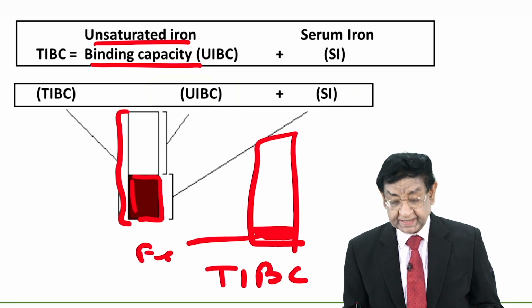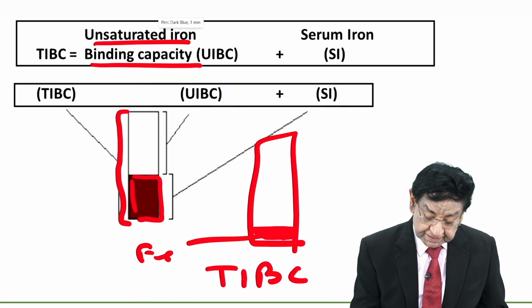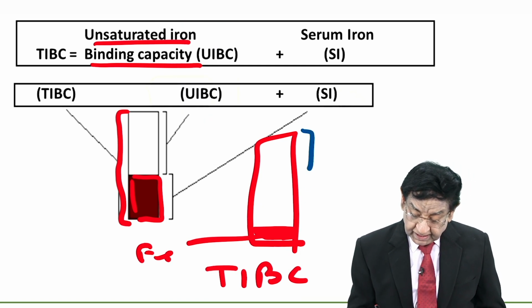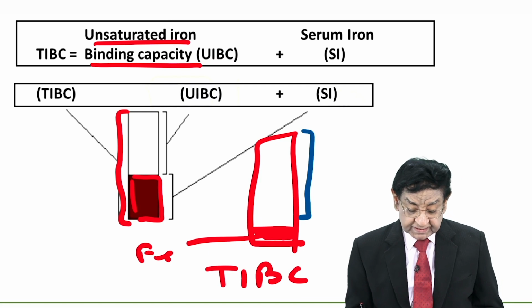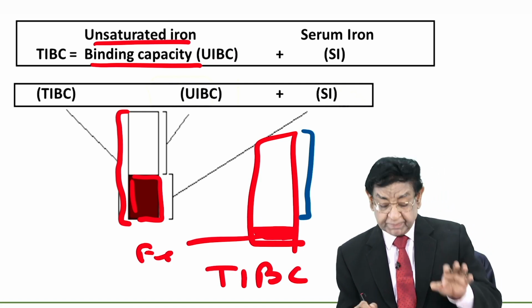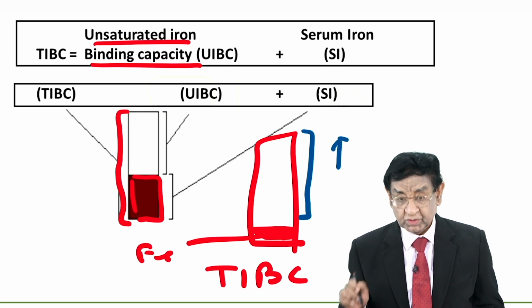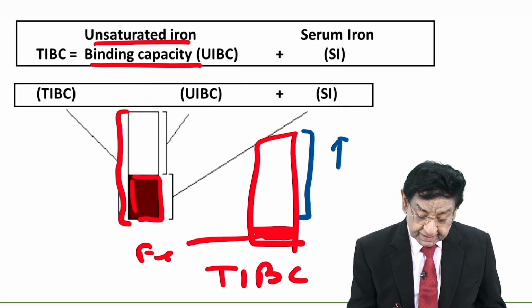So now what are we getting? We are getting this much place. We are getting a huge place where iron can still bind. So now the iron binding capacity is increased. Well, we get more iron.